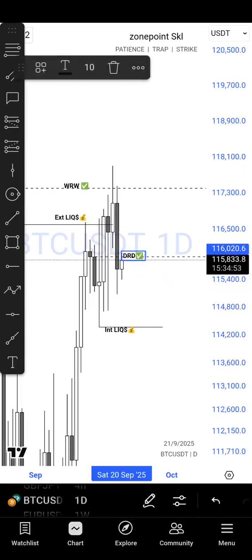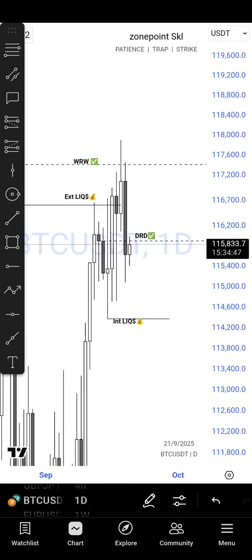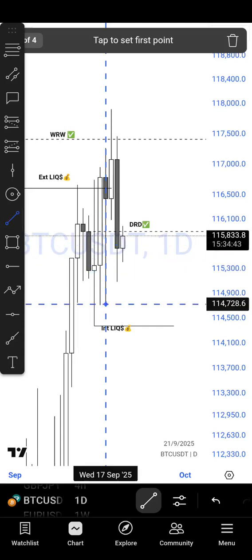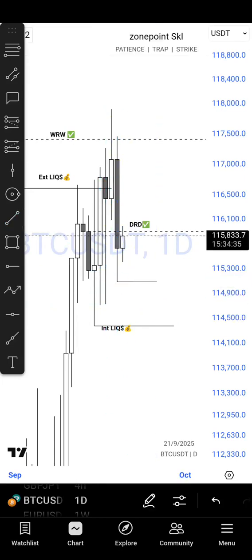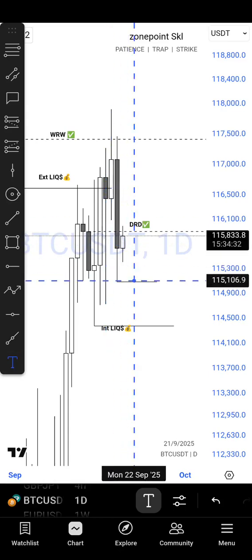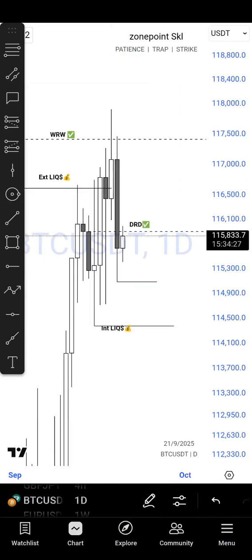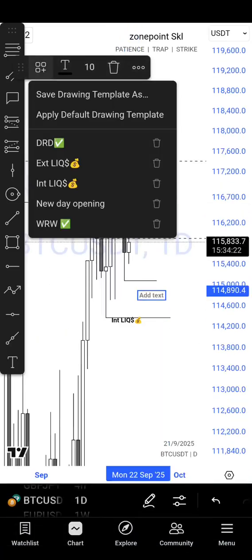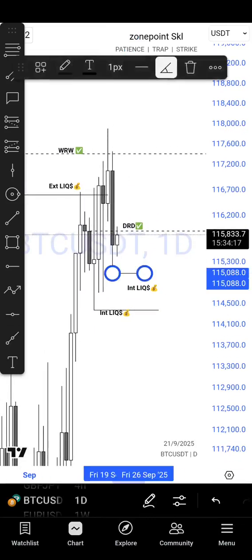So we have this, let me shift this. We have our daily rejects daily here. Hope you guys are seeing me. We have this as our first internal liquidity from the weekly, but for today, we'll be using this as our internal liquidity. Hope you guys are following me. We'll be using this as our internal liquidity.